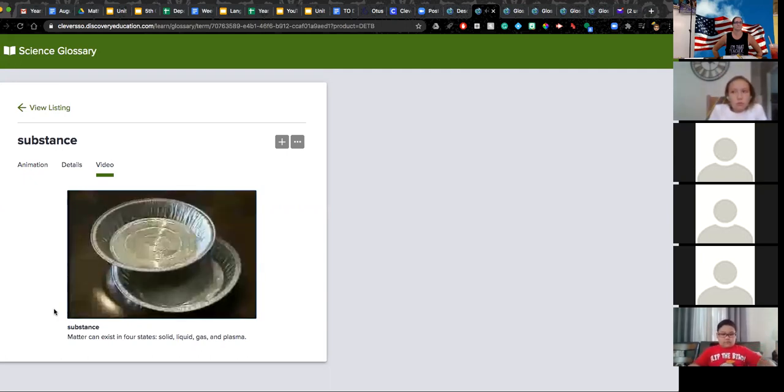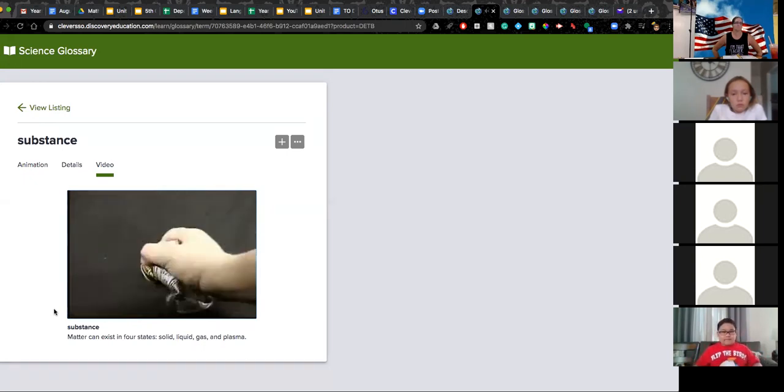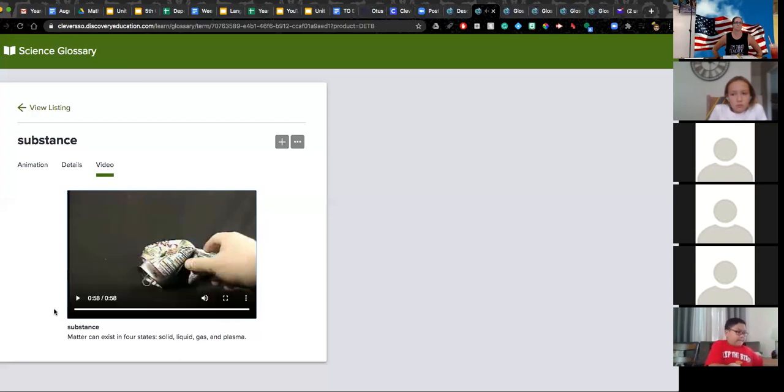Many pure substances are made up of simple pure substances called elements. Aluminum is an element in this can. An element is a simple pure substance. An element cannot be changed into a simpler substance.